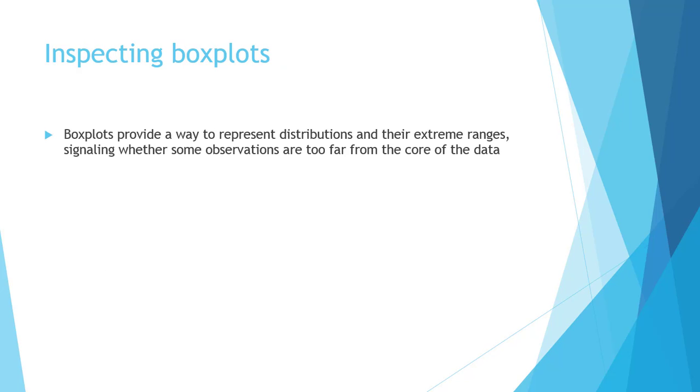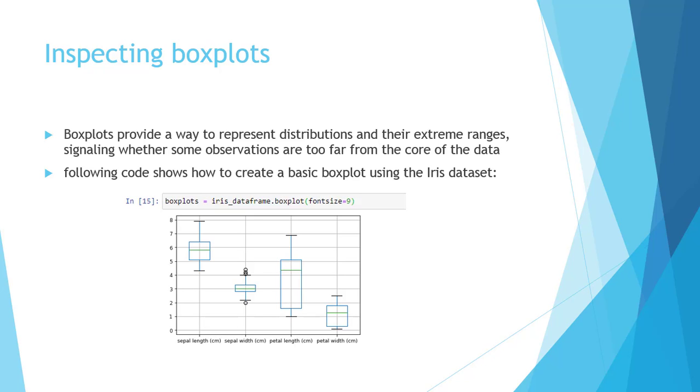Next is inspecting box plots. Box plots provide a way to represent distributions and their extreme ranges, signaling whether some observations are too far from the core of the data. The following code shows how to create a basic box plot using the iris data set. For that we have to use the command iris data frame dot boxplot. This command will show the box plot of the iris data frame.